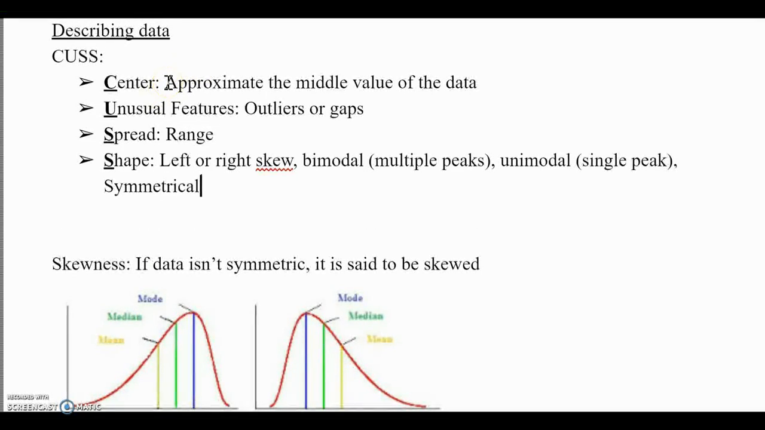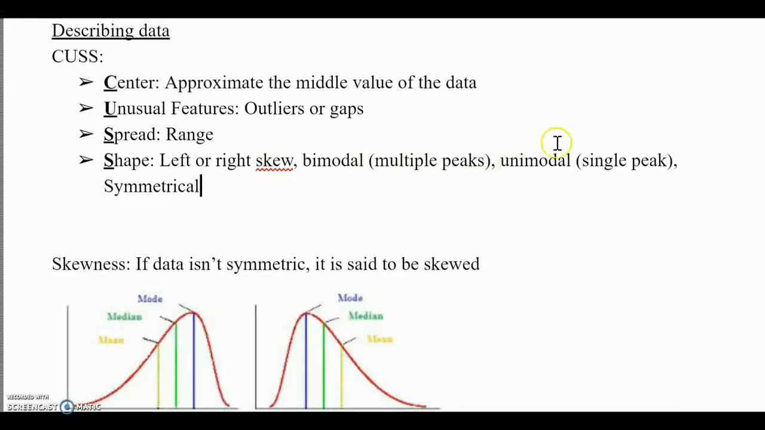The center just means what is the tipping point or the balancing point of the data. Unusual features just means something that is abnormal or strays away from the general shape of the data. Spread just means your range, your highest value minus your minimum value. And your shape: left skew, right skew, which we will talk about. Symmetrical just means that it's uniform.